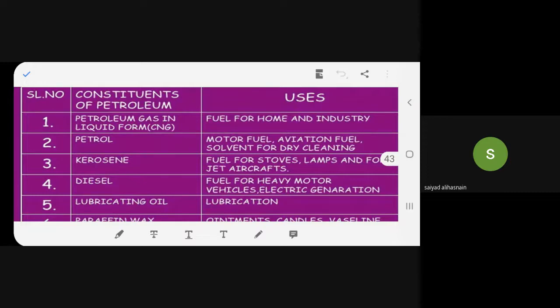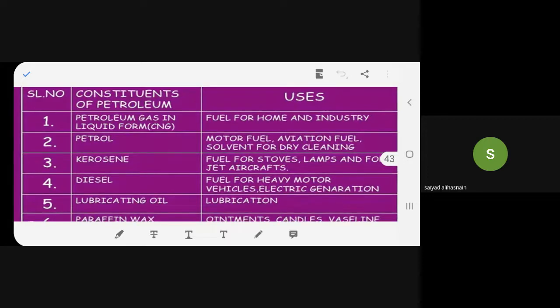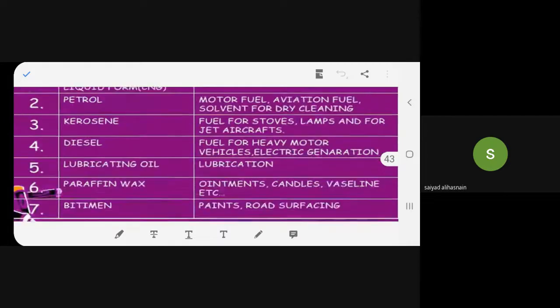Next is kerosene. You use it for cooking, for stoves, for lamps, and for jet aircraft. That's what we have already learned. For jets also we use kerosene. Then we come to diesel. Diesel we are using for heavy vehicles, that is trucks, big trucks, heavy motor vehicles, and electric generators. You know generators, isn't it? Electric generators.